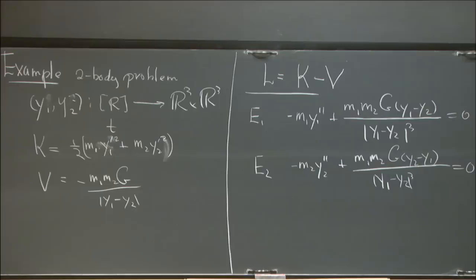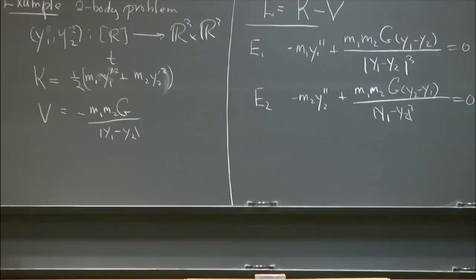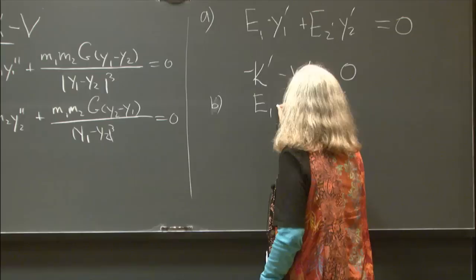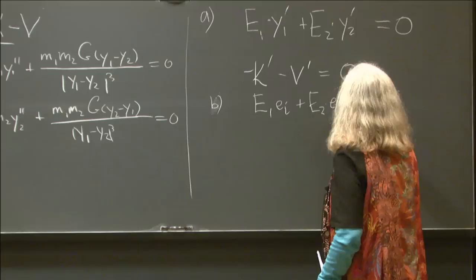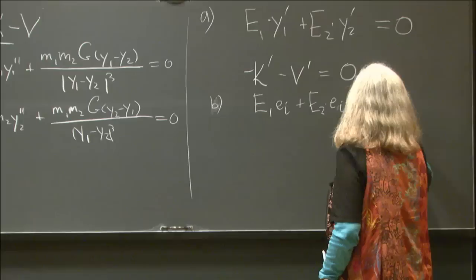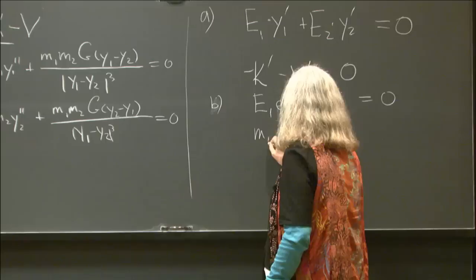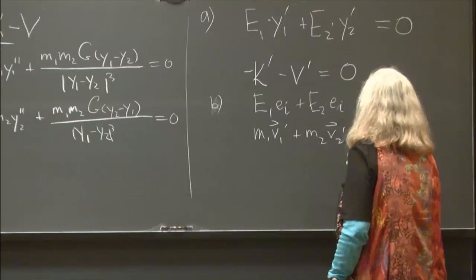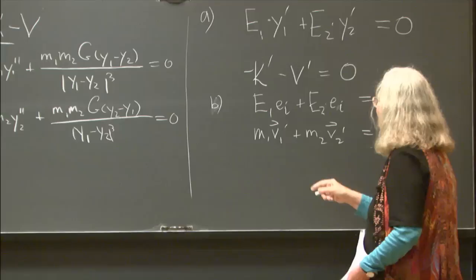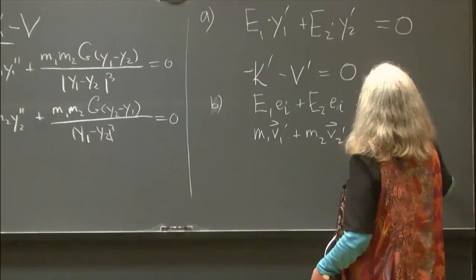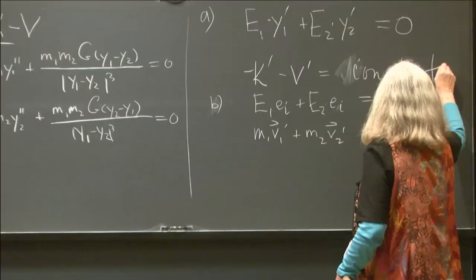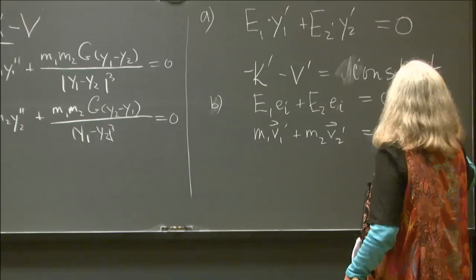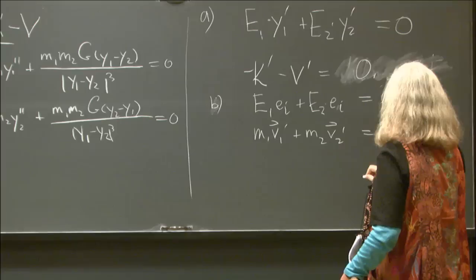So the second thing we do is we look for linear momentum. We take the first Euler-Lagrange equation and multiply it by the basis vector in the ith direction, and we take the second Euler-Lagrange equation and multiply it by the same basis vector, and we set that equal to zero. And lo and behold, we discover that m1 y1 double prime plus m2 y2 double prime, as vectors, is equal to zero. In other words, this really says it's equal to a constant. Sorry, the derivative is zero, and this is constant. The derivative of this being zero is just the sum of the Euler-Lagrange equations.